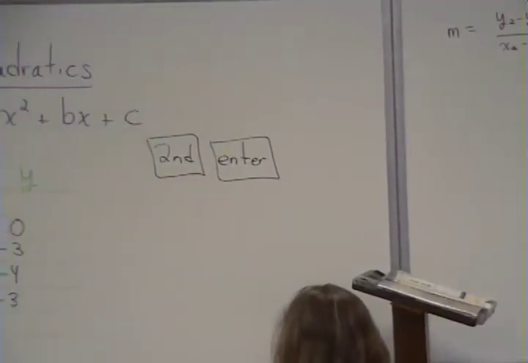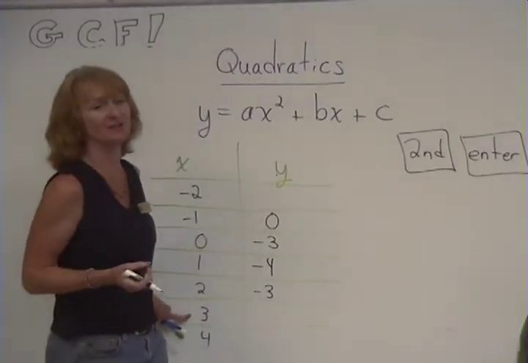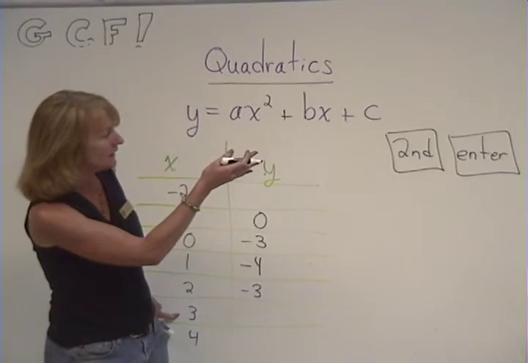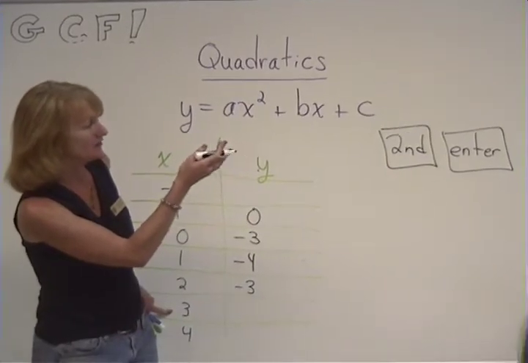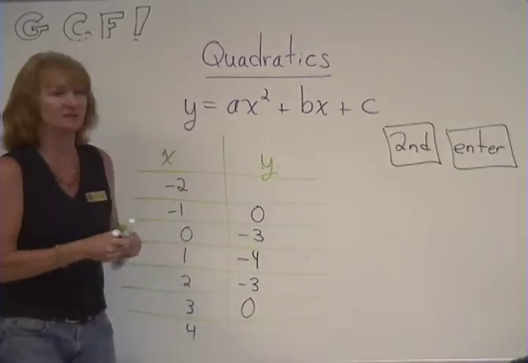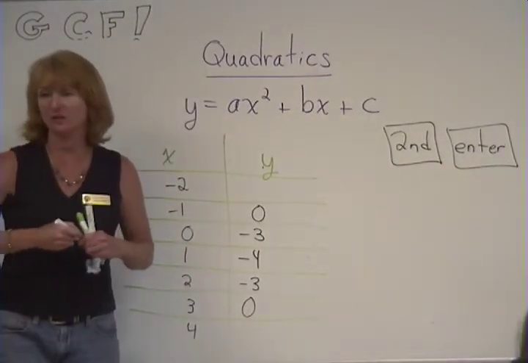If you plug in 3, you should also get a 0 because it's symmetrical. 3 squared is 9, 9 minus 6 is 3, 3 minus 3 is 0. These are your roots. This is very important when you're doing the question on the exam.